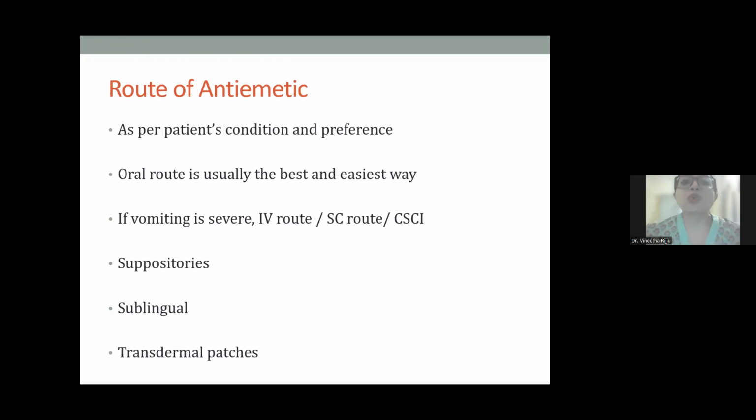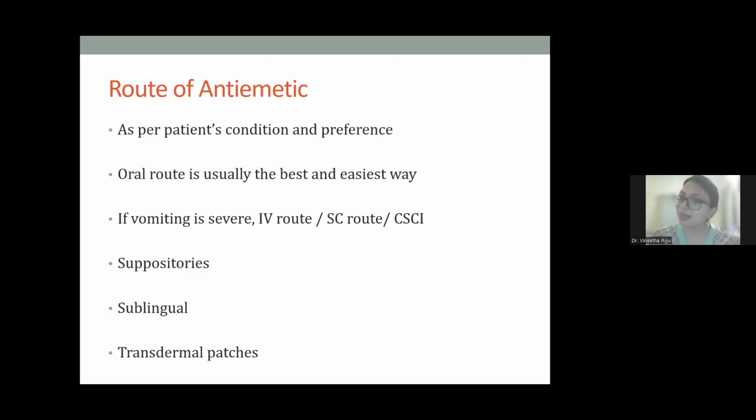All right, so now the route of antiemetic. How do we administer? This is absolutely according to the patient's condition and preference. So oral route, as you know, it's always the best and it is the easiest, and it helps the patient to gain the confidence that his vomiting is going to be under control even when he goes home. Because if you have a patient who comes to you with severe vomiting, and you are admitting the patient and administering ondansetron round the clock, and the patient becomes totally comfortable, no vomiting, and you discharge the patient.